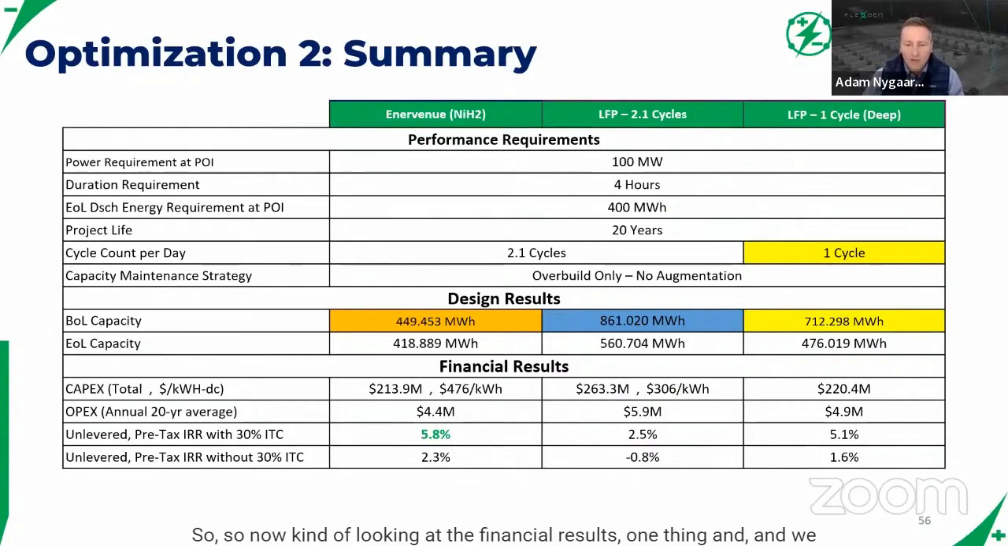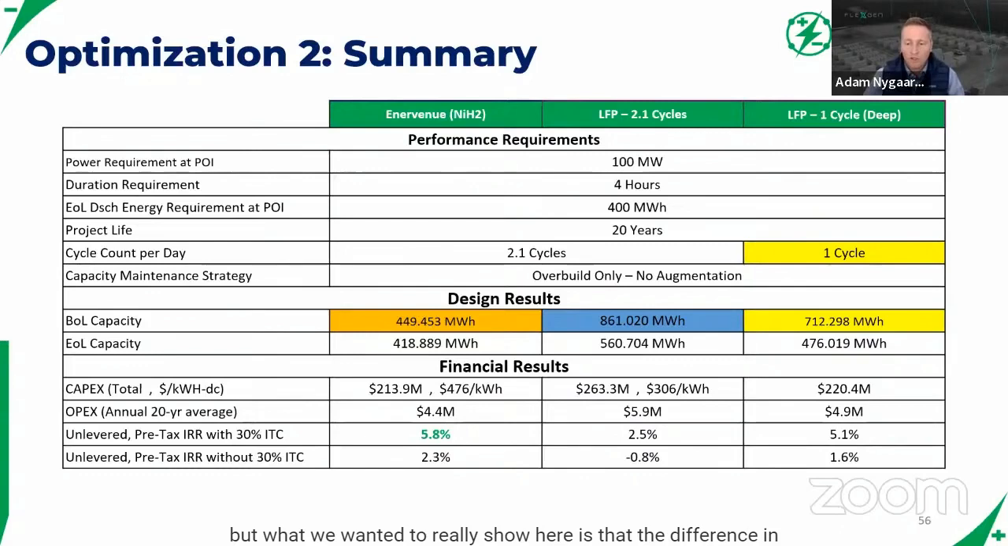Now looking at the financial results, and we didn't have the financial assumptions here, but earlier we showed we were assuming $200 per megawatt hour for the battery portion of the CapEx previously, and we're still doing that for LFP here, but we are assuming $350 per kilowatt hour for the Enervenue product. I'll stand behind these numbers again. They're for illustrative purposes, but the idea is that this non-lithium technology is more expensive. We also are assuming the same operating cost from a kilowatt hour perspective. Again, that's something that would need to be verified.